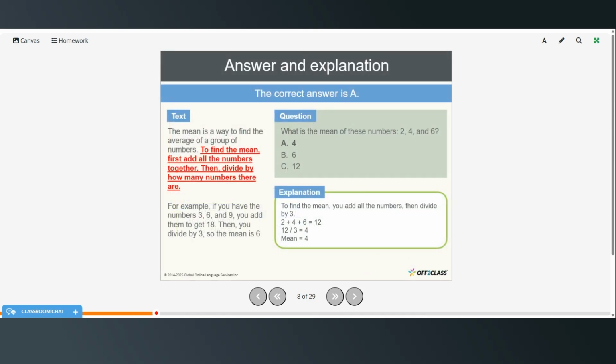Okay, so what is the mean of these numbers, 2, 4, and 6? The answer is 4. And the explanation is to find the mean, you add all the numbers, then divide by 3. And that is the method for finding the mean is given here in the text.